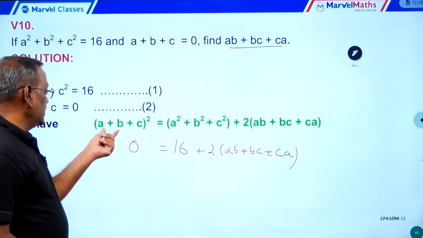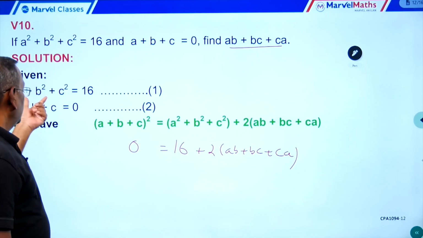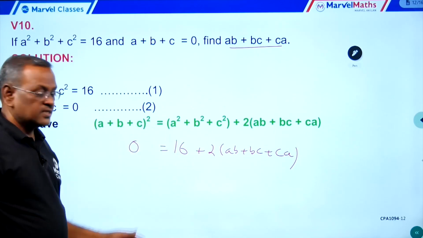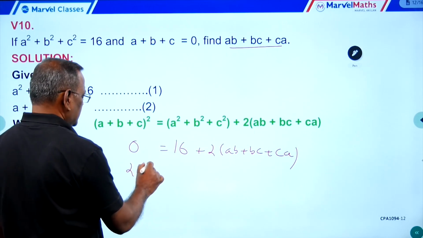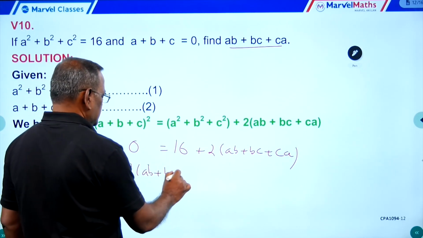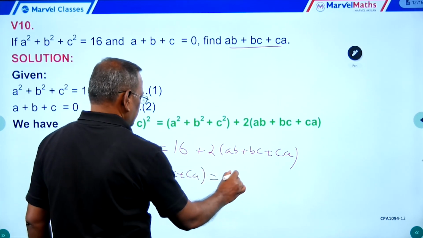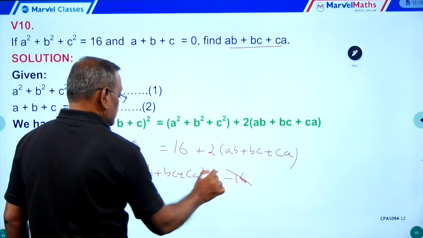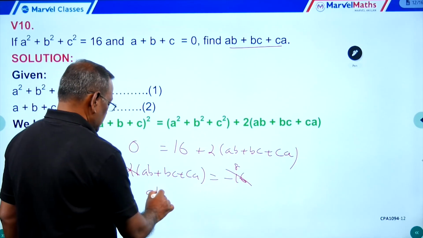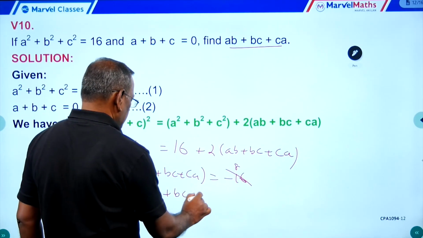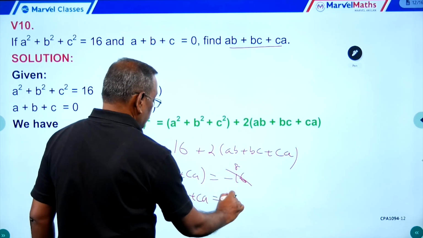These two groups are given: a plus b plus c equal to 0, a square plus b square plus c square equal to 16. Transpose to opposite direction. Twice of ab plus bc plus ca equal to minus 16. This is 8. So what is the final answer? The final answer is ab plus bc plus ca equal to minus 8.